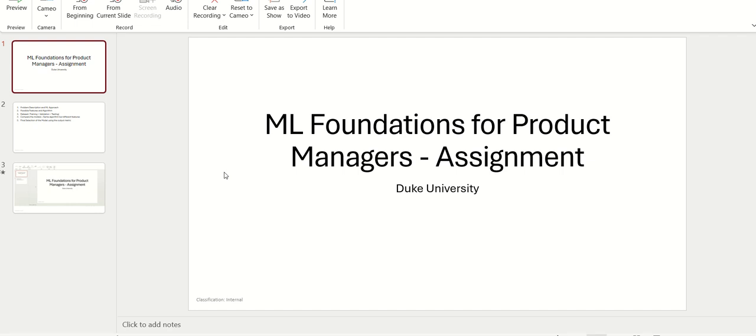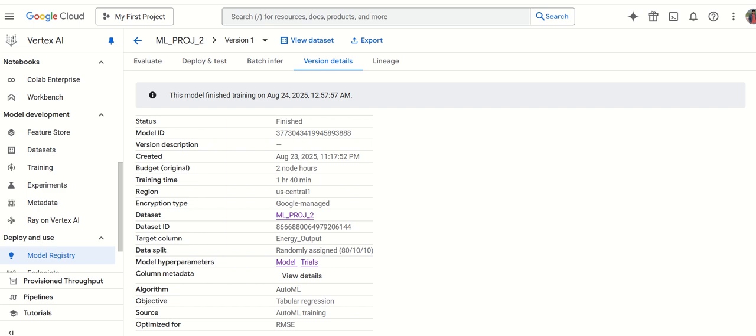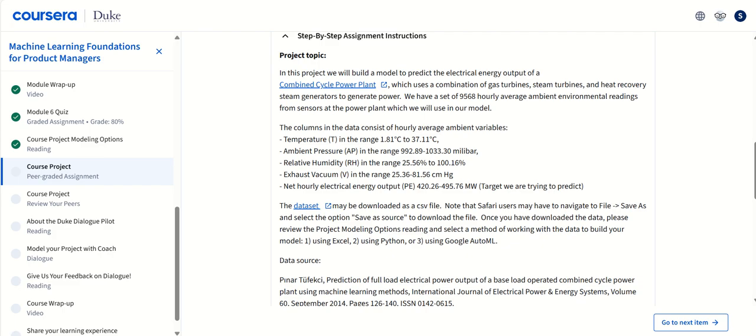This is an assignment project given as part of the course Machine Learning Foundation for Product Managers by Duke University. As part of this assignment, we are going to build a machine learning model to determine the energy output for a combined cycle power plant.